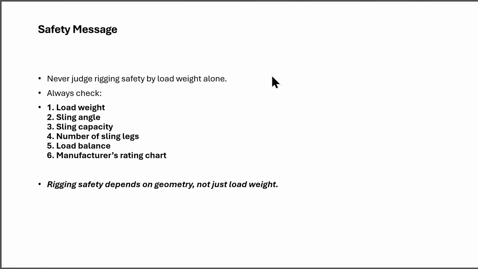Safety message. Never judge rigging safety by load weight alone. Always check: 1. Load weight, 2. Sling angles, 3. Sling capacity, 4. Number of sling legs, 5. Load balance, 6. The manufacturer's rating chart. The manufacturer gives you a rating chart. Rigging safety depends on the geometry, not just load weight.